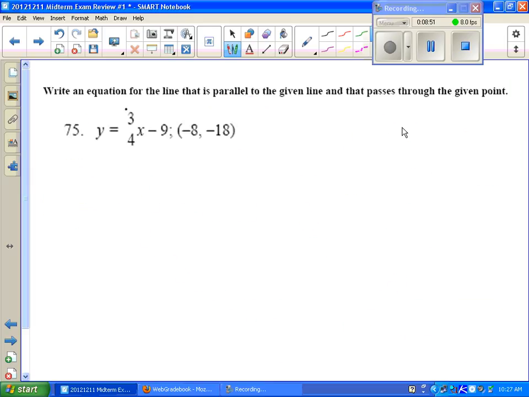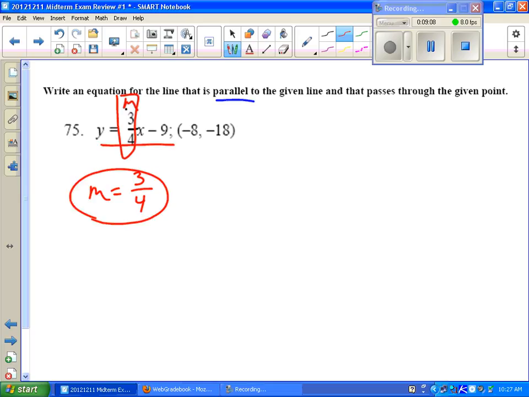And then the last one of the study guide, again, writing something that's parallel and passes through the given point. So 3/4 x, remember y equals mx plus b, your slope is 3/4. That's the only information from that first equation that we want, m equals 3/4. This is your point, negative 8, negative 18. So that is your x sub 1 and your y sub 1 values. We have a point now and we have the slope, so we're going to use point-slope form.